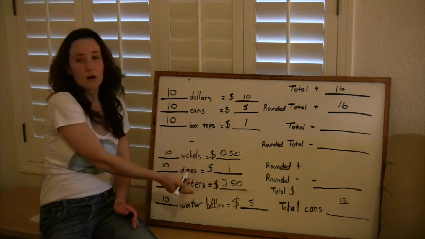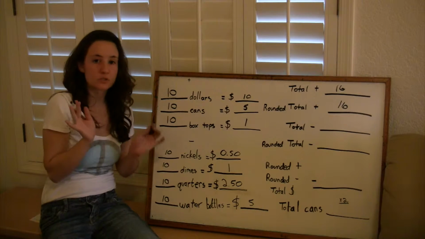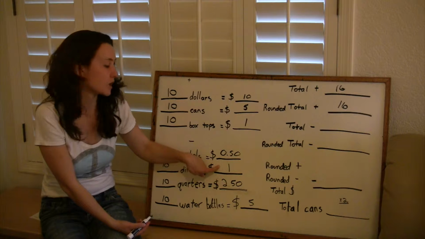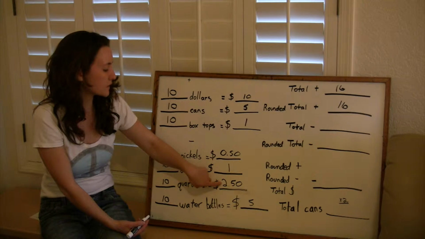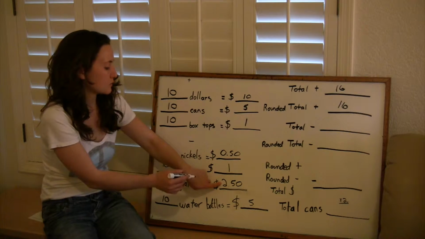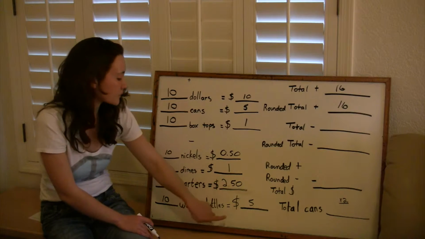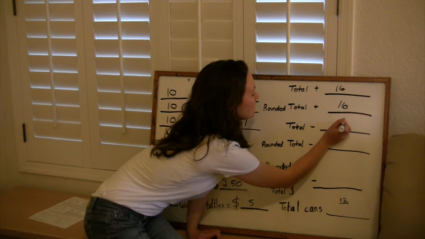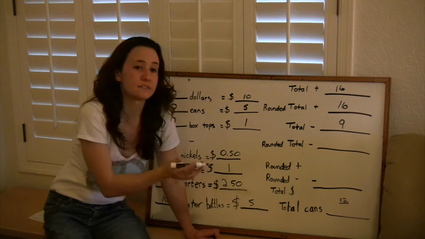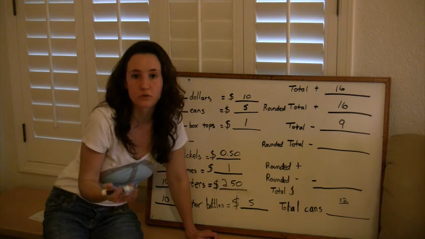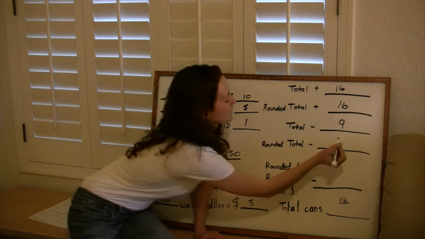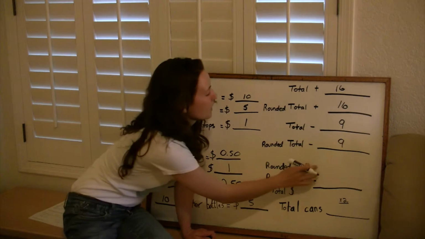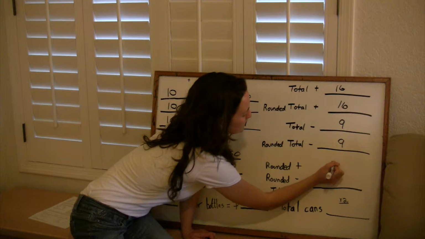Next, we'll do our negative or sabotage total. So we have 50 cents plus $1 would be $1.50, plus $2.50, so that's $4, plus $5 would be $9. And then again, since it ends in an even dollar or 50 cents, we will keep it, and we don't have to round.